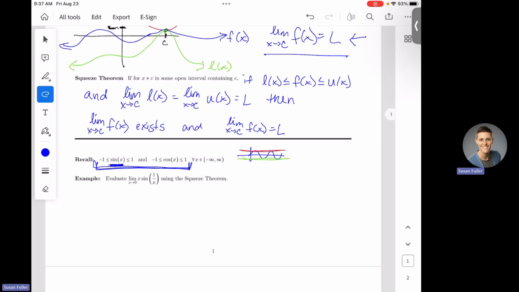And the cool thing about this is that even if you don't have just an x in here, if you have a whole function in there, like the sine of x squared plus 1, or the sine of e to the 2x, if you have any function inside the sine function or the cosine function, it's not going to change the fact that this is bounded above and below by -1 and 1.